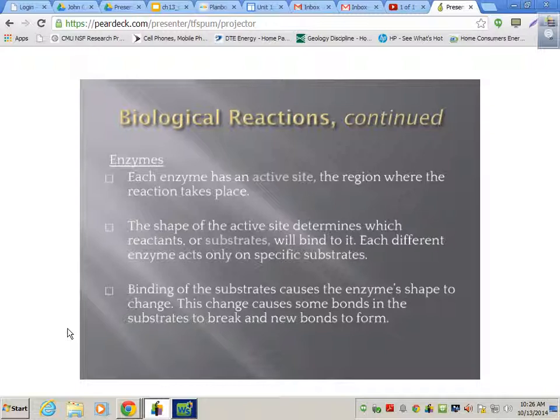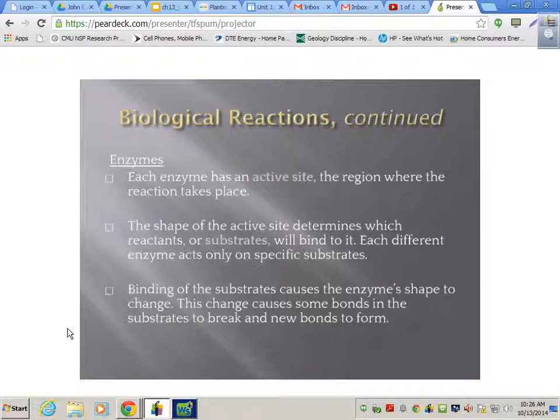So the shape of the active site determines where the reactants or substrates will actually bind. So think of the active site as the keyhole, all right, and the substrate as the key. And it will bind to it. Each different enzyme acts only on specific substrates. So the question, is there a different enzyme for every chemical reaction? Yes, there is. Binding of a substrate causes the enzyme shape to change, and this change causes some bonds in the substrate to break and new bonds to form.